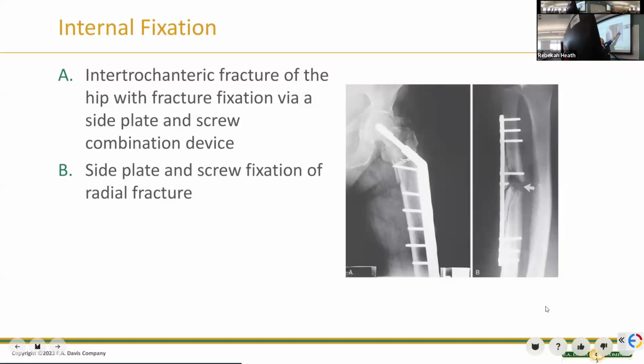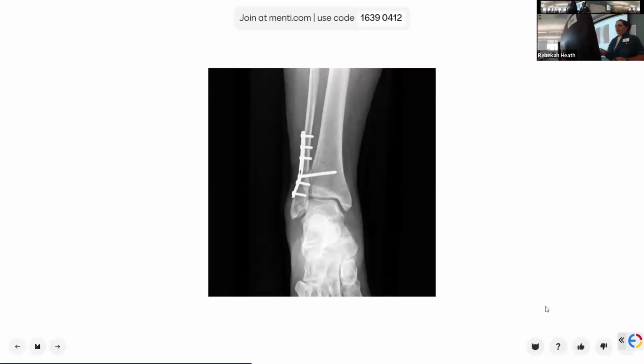Here's a tib-fib fracture where they had to come through. See how just crazy broken this is here? It wouldn't be enough just to set it and let it heal. There's not enough bone left. So they had to put these screws in to hopefully give that bone a chance to come together. That's another internal fixation.